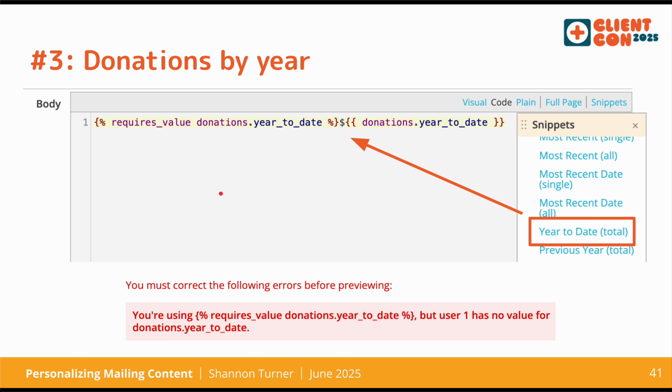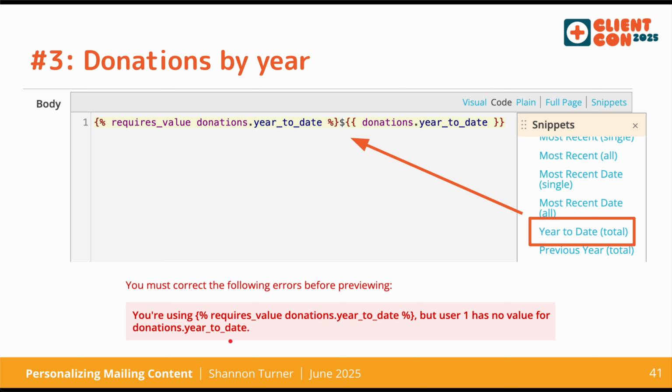There's also an option in the snippets menu to get the year-to-date total donations made by this user. But if you use that snippet for a user who hasn't yet given this year, you're going to see this message. So this says, you must correct the following errors before previewing. You're using requires value, donations.year-to-date, but this user doesn't have a value for donations.year-to-date.